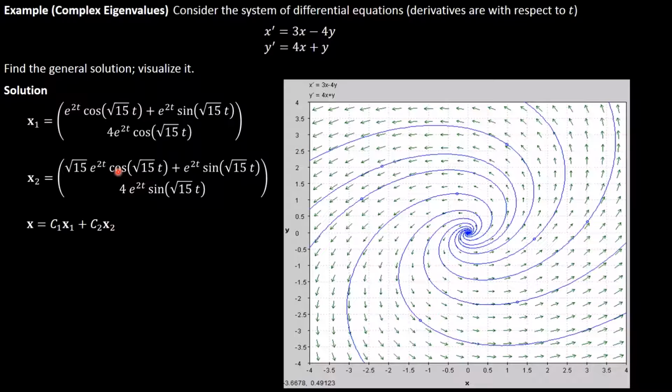So notice that the solutions are leaving the origin because the arrows are pointing away as opposed to pointing toward the origin, which means this is an unstable spiral equilibrium point. So that is the second type of equilibrium point that we've considered.